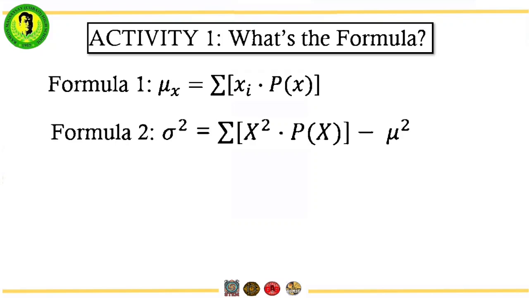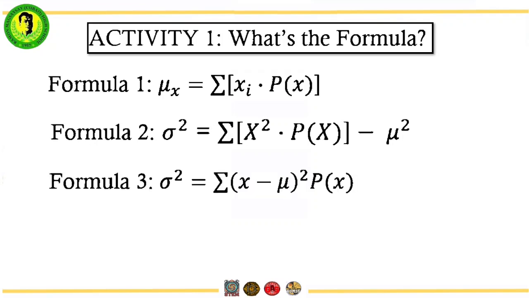So it is the summation of the square of each random variable times the probability. Then after getting the total of the square of the random variable times the probability, you will subtract the square of the mean of the discrete random variable. So let's have formula number 3.